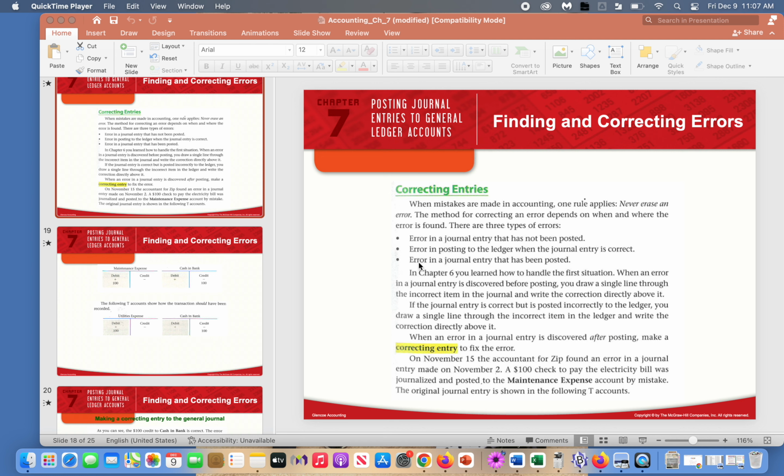Then there is the I journalized incorrectly, therefore I posted incorrectly, and I caught it later when both were incorrect. You have to do something called a correcting entry. What does that mean? It means you are creating an entire new journal entry to fix the previous one, and you are going to post correctly.